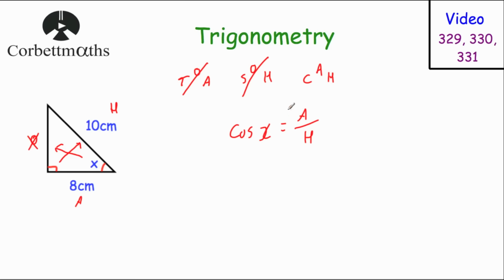Now we can substitute in our values for A and h because we know that A is equal to 8 and h is equal to 10. So we get cos x is equal to 8 over 10. Now we know that the cos of the angle is equal to 8 over 10, or that's 0.8.